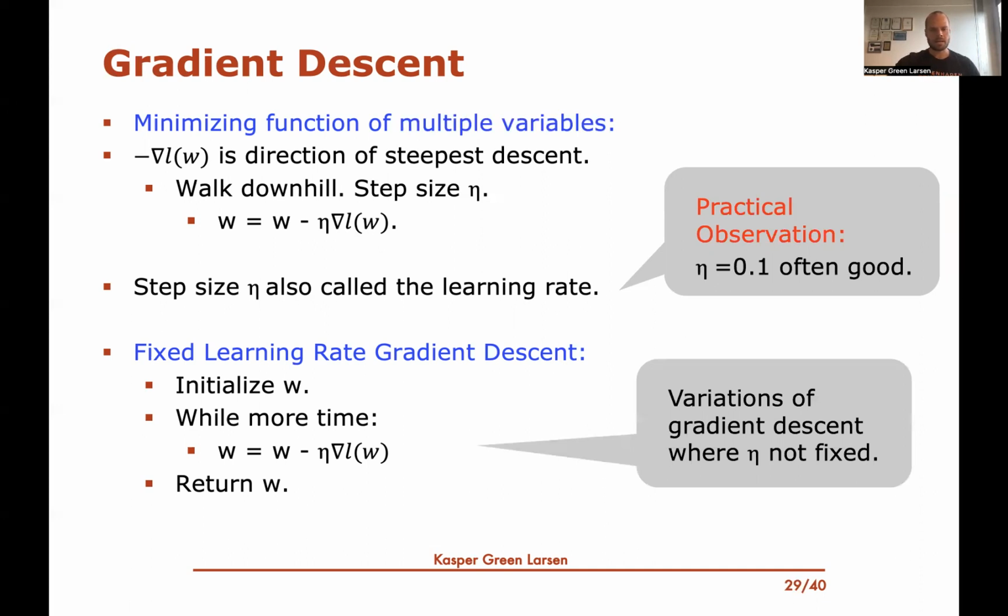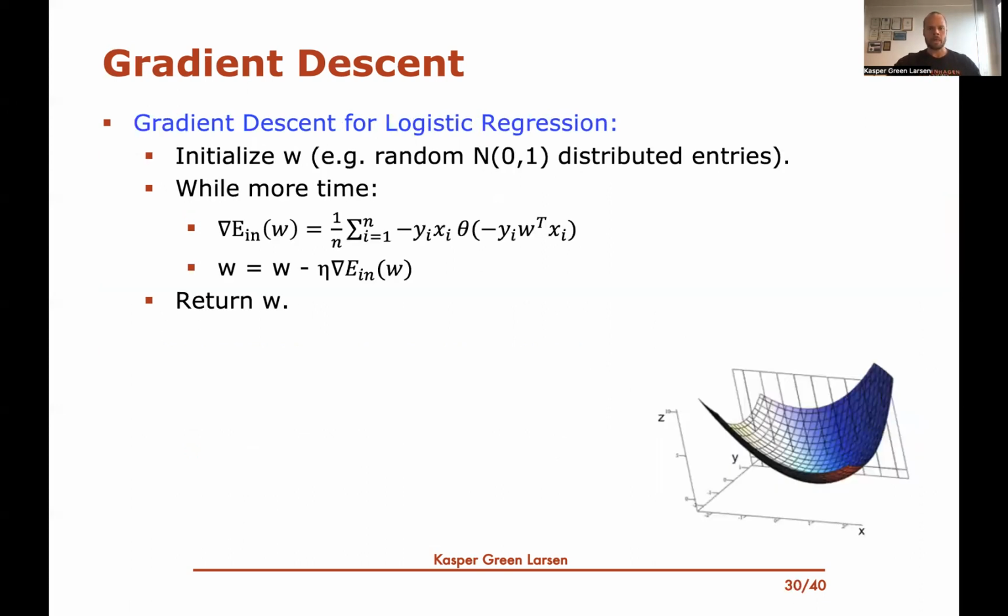Okay. Let me just add that there are versions of gradient descent where the step size is not fixed and you try to choose it in a clever way. But for these videos, let's just assume that there's a fixed learning rate. Okay. So now I guess we're ready to go back to logistic regression. So now let's try to apply this framework of gradient descent for logistic regression.